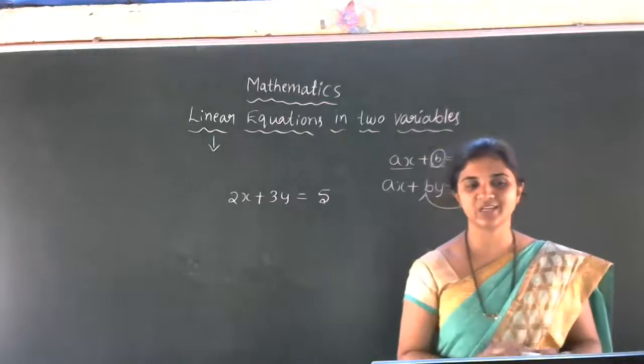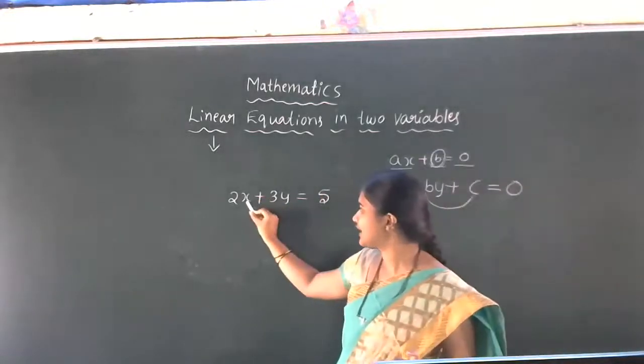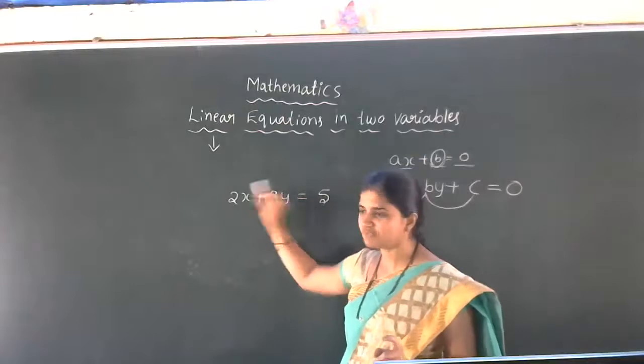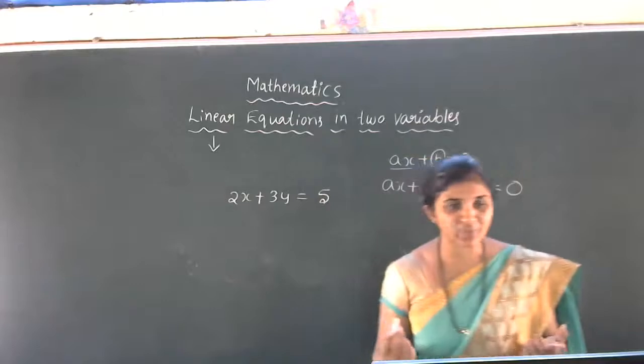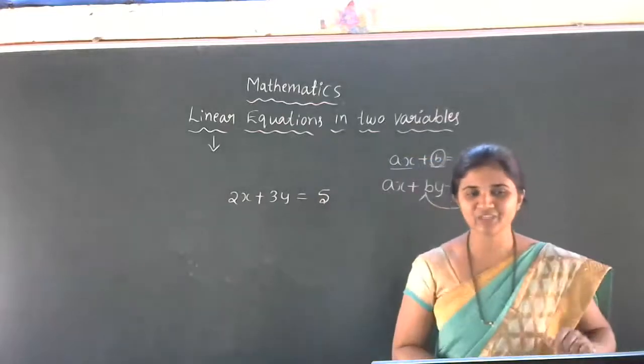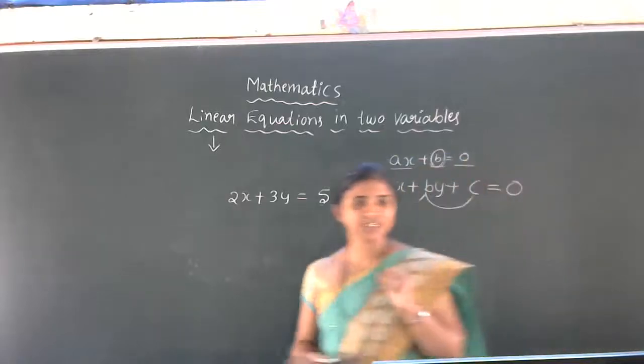Why the confusion? Yes, it is a linear equation in two variables, because you are observing linear in the sense that the first power is 1. Then two variables. Linear equation in two variables. But the linear equation is not in the general form, right? No, not in the standard form.